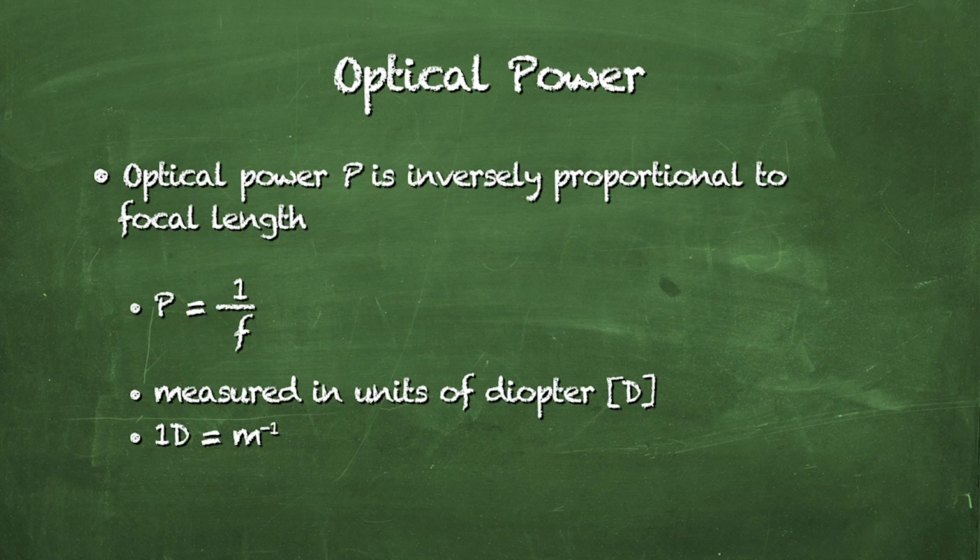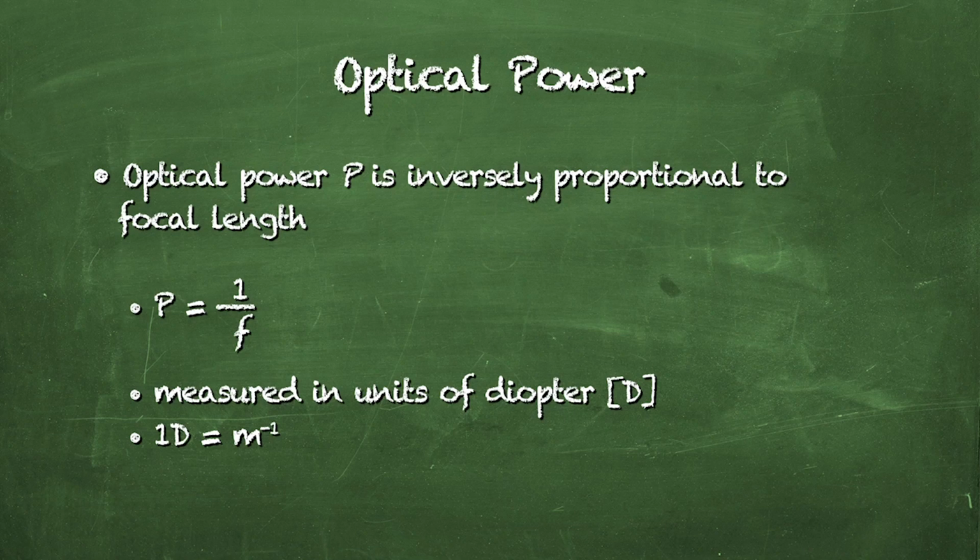So the shorter the focal length of the lens, the higher the optical power is, because it has greater focusing power. It can focus the light in a shorter distance. So that's the logic behind optical power being inversely proportional to focal length.